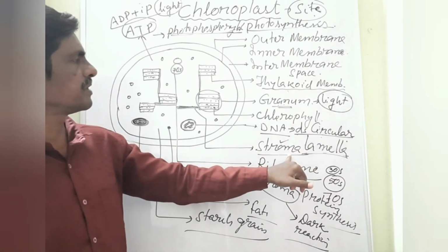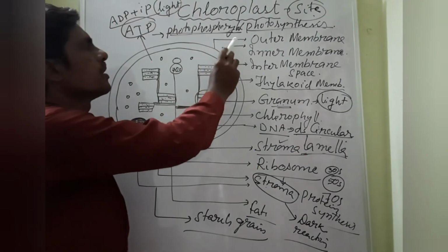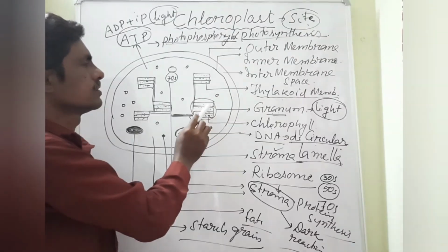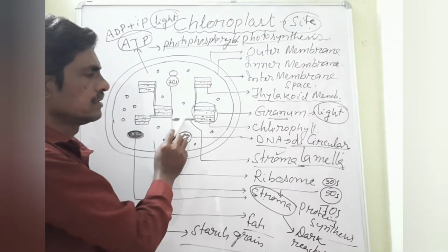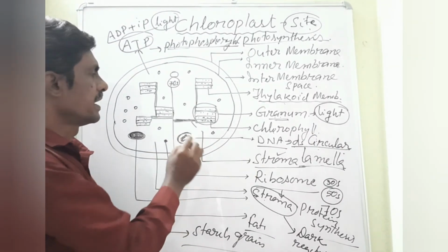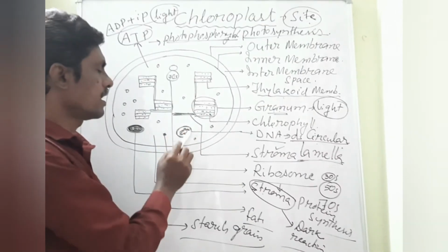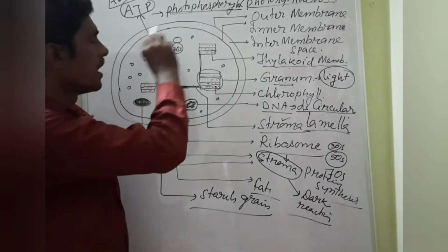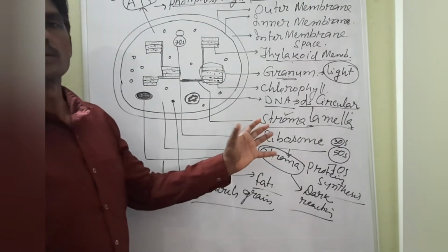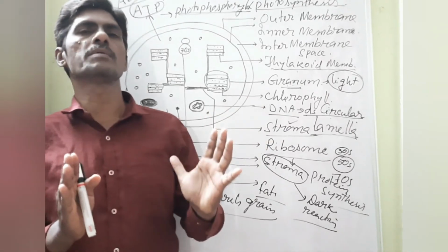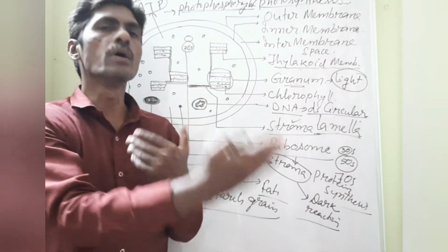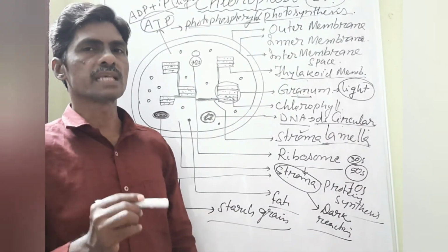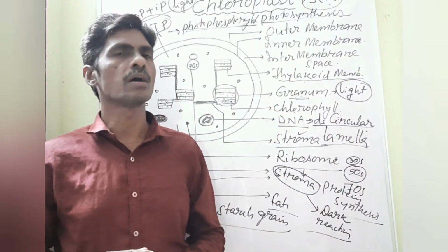It is also called the enzymatic reaction, and the chloroplast consists of an outer membrane, inner space, thylakoid membrane, granum, and this is called the stroma lamella. Then DNA, fat globules, and all these parts are found in the chloroplast. And during cell division, what happens? The chloroplast can produce its own copy by fission. So that's why the chloroplast is called a semi-autonomous structure of the cell.